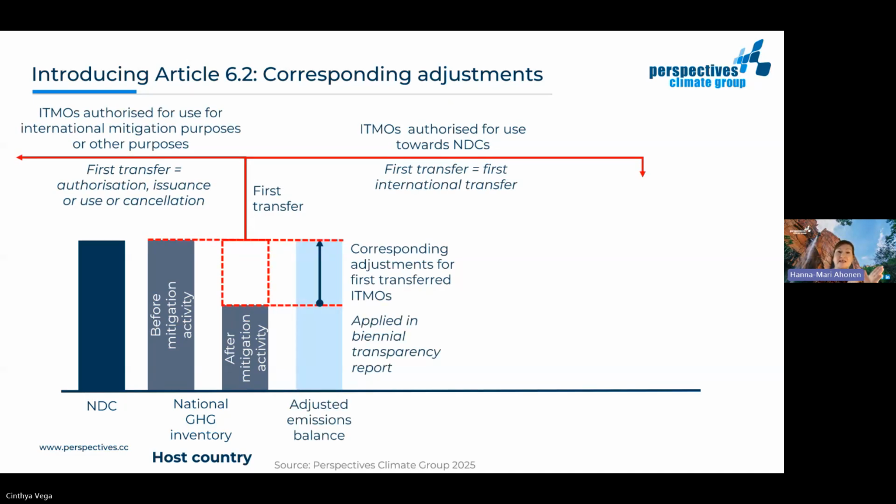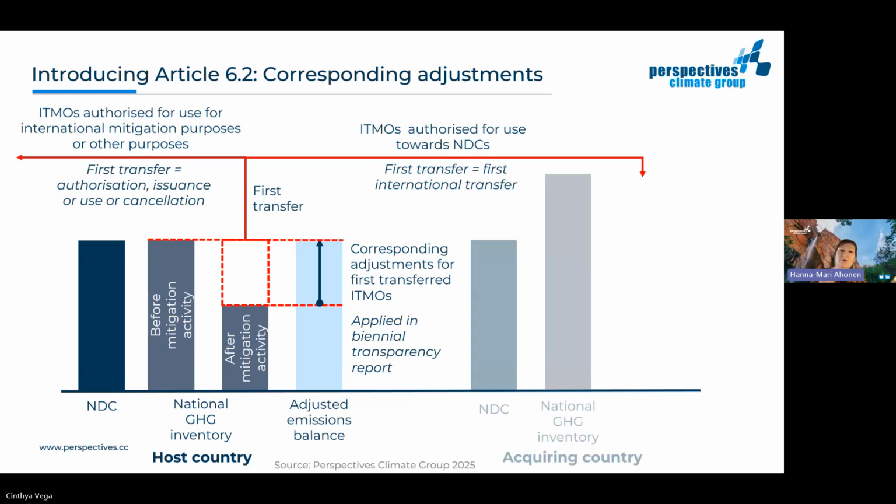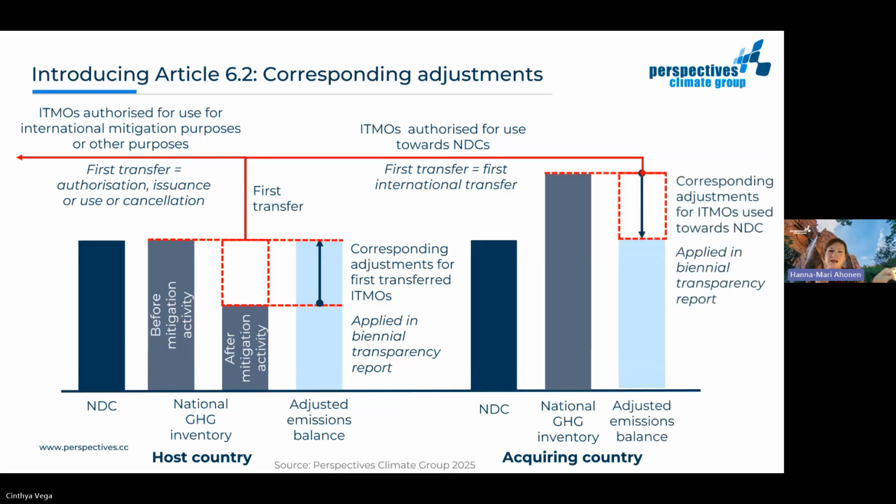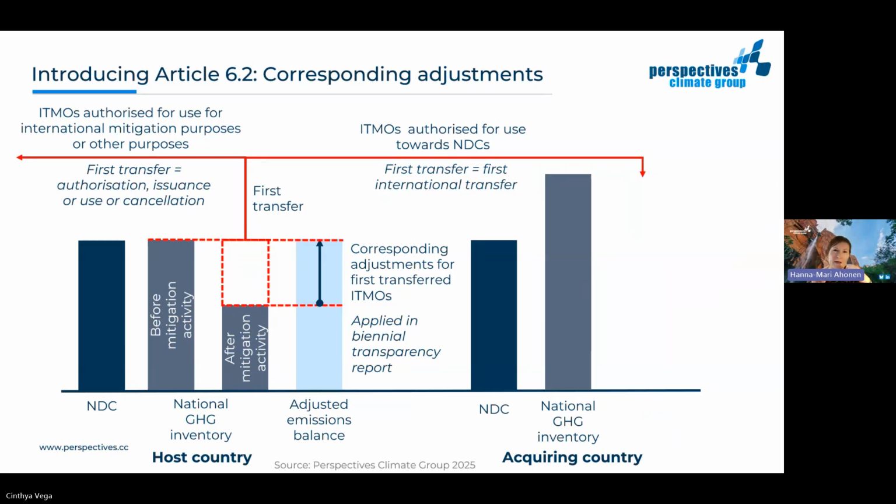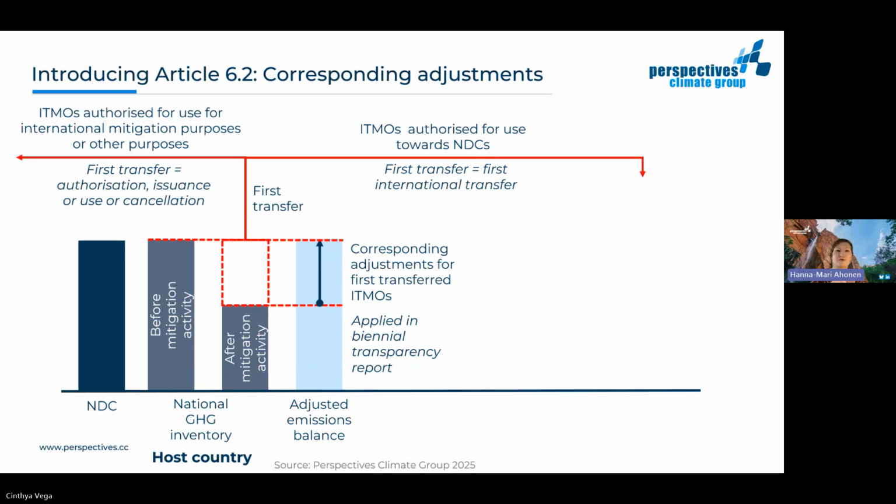So a host country has an NDC, and then let's say in this case, before this project, it was going to meet its NDC anyway. But after this project, it reduces its emissions much more than what it needs for its NDC. So it can afford to sell that amount that was achieved by this project, authorize it as ITMOs, and transfer it. So you can transfer it for other international mitigation purposes, or you can transfer it towards NDCs.